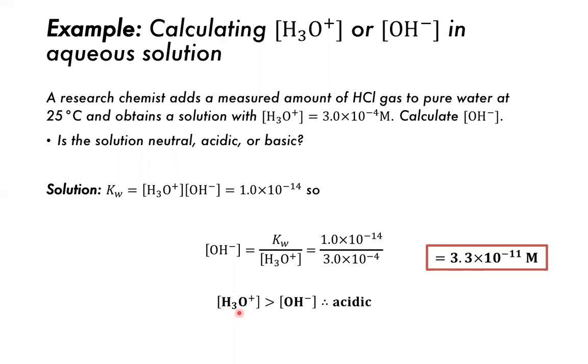So this means that the solution is in fact going to be acidic. H3O+ concentration is greater than OH- concentration, and this means that the solution is going to be acidic.